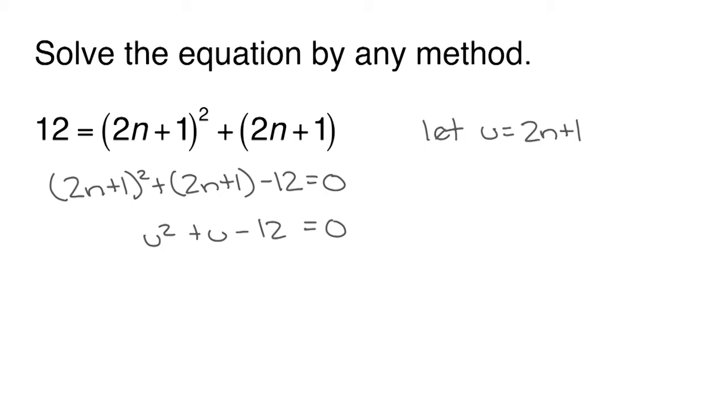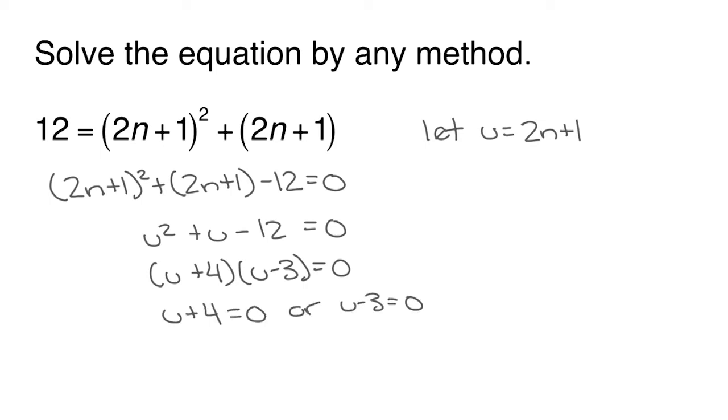Solving this equation by factoring the left side, we factor as u plus 4 times u minus 3, which is equal to 0. And we can use the zero factor property, which tells us that u plus 4 equals 0 or u minus 3 equals 0, giving us the solutions u equals negative 4 or u equals 3.